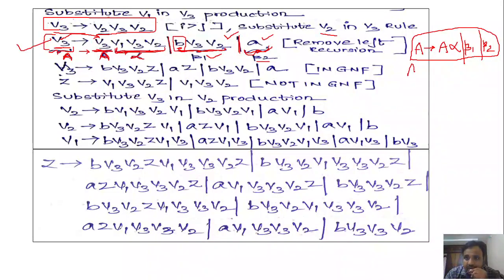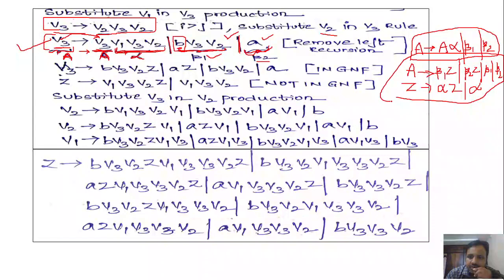So how do we eliminate the left recursion? A denotes beta 1 Z or beta 2 Z or beta 1 or beta 2, right? That's it. Next, what is Z? Z consists of alpha, so Z denotes alpha Z or alpha. So this is the production rule that we have to write to remove the left recursion, right?